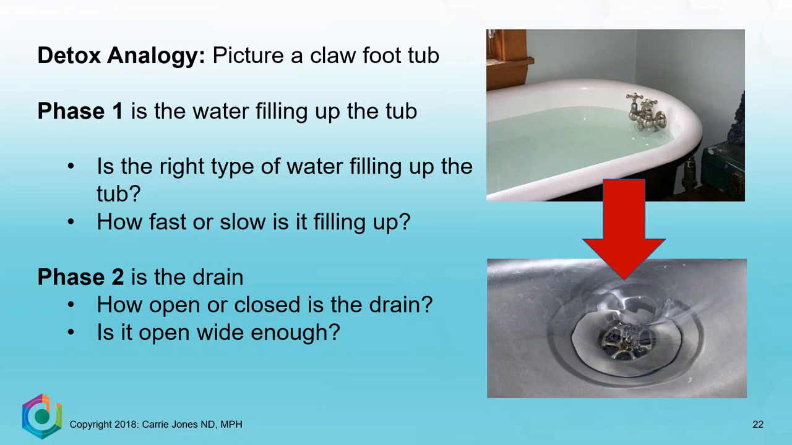So when we get into phase 1 and phase 2 detoxification, this is always the analogy that I use. It's always a clawfoot bathtub, and it's a pretty one because, well, I'm a girly girl, so I want a clawfoot bathtub. But imagine the water coming into your phase 1 bathtub is your phase 1 metabolites. So what kind of water is filling up your bathtub? Is it the right type of water? Is your water coming in fast?